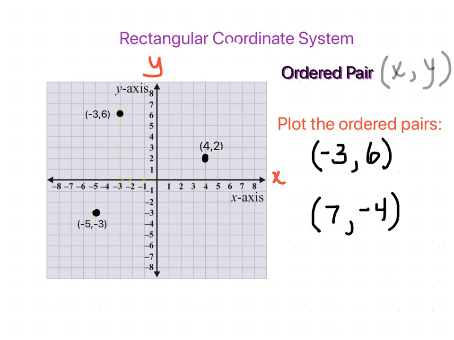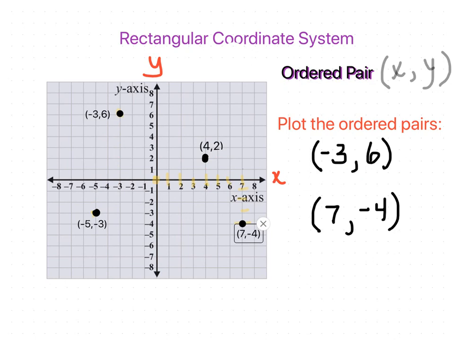Now, to get to 7, -4, again, we're going to start at the origin, right? And we'll move to the right 7 units, right? +7. 1, 2, 3, 4, 5, 6, 7. And then from there, we'll go in the -4 direction, which is down 4. 1, 2, 3, 4. Notice I put labels there for 7, -4. And here you go. We plotted some points.